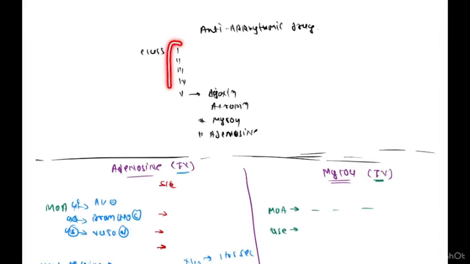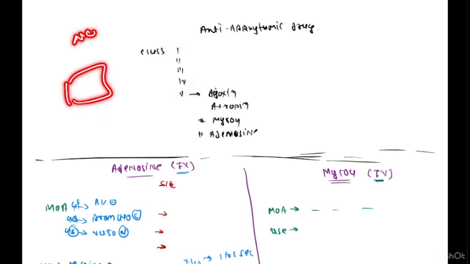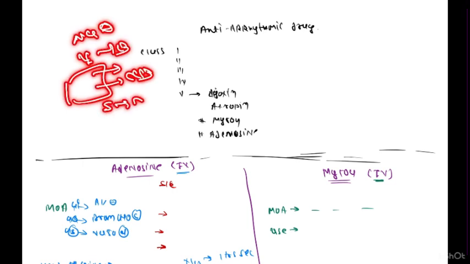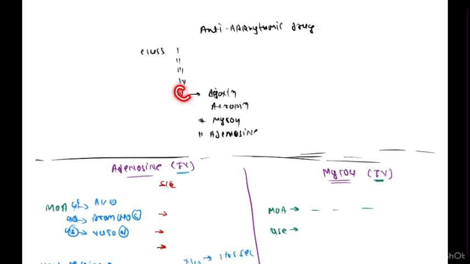We already know there are 5 classes. We do some revision. First is sodium channel blocker, second is beta blocker, third is potassium channel blocker, fourth is calcium channel blocker, the fifth is a miscellaneous class. In the miscellaneous there are 4 drugs: digoxin, atropine, MgSO4 and adenosine. Now we are going to talk about MgSO4 and adenosine.